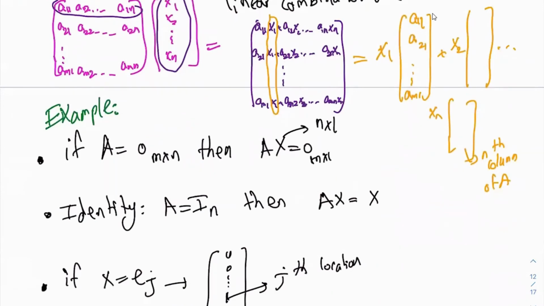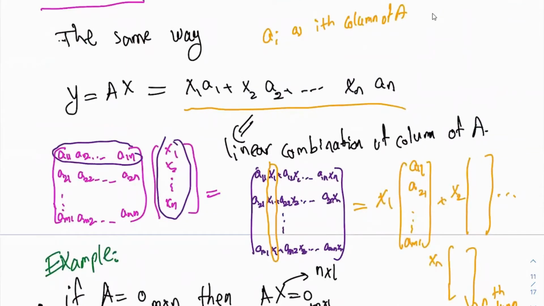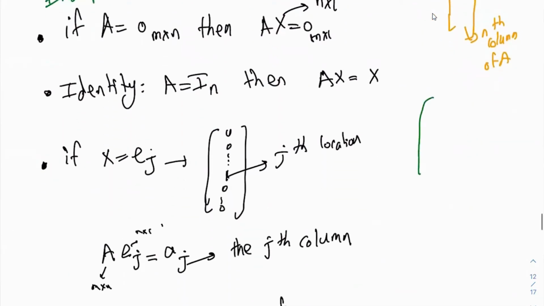Now, identity. If A is an identity matrix, then AX is equal to X. There are many ways to look at this. You can actually multiply them. It's very easy. Identity has only one 1 per each row, right? So multiplication is easy. But if you look at it in terms of the linear combination of the columns, what is the column of the identity? 1, 0, 0, then 0, 1, 0, right?